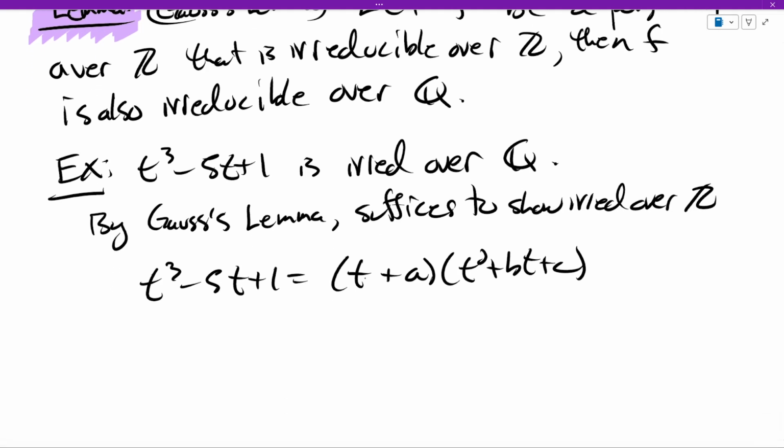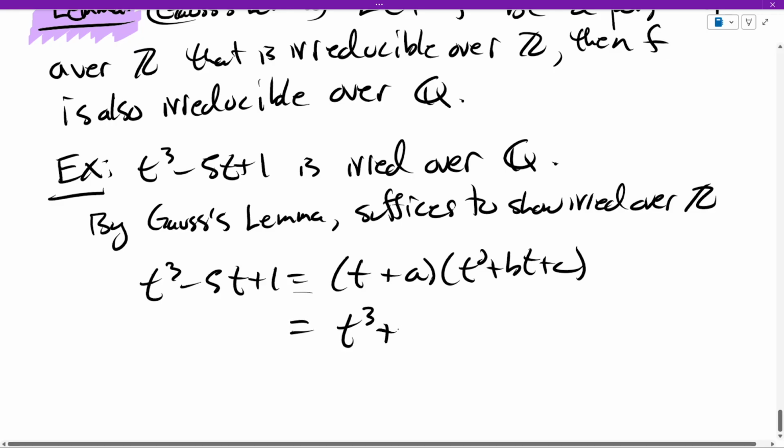Now, if t plus a is a factor, then we'd have an integer solution to this. One can sit here and show that there's no integral root of this polynomial. In fact, by the rational root test, it should be plus or minus 1. But let's forget about that for a second, and let's see how we might do it a different way, in a way that will generalize to maybe t to the fourth minus 5t plus 1, so we're not necessarily looking at a linear factor.